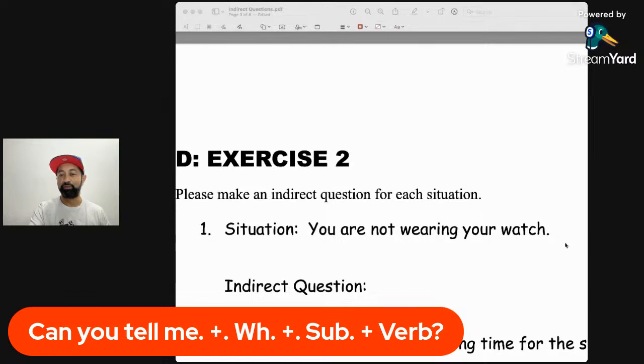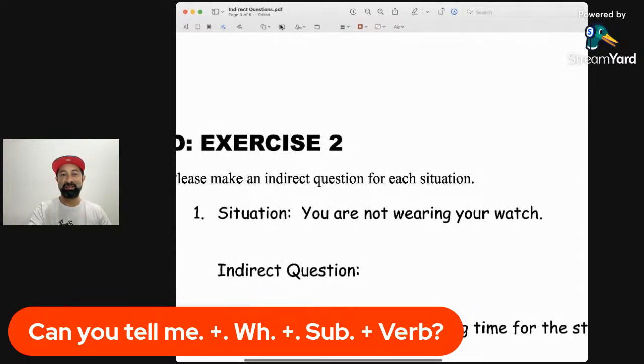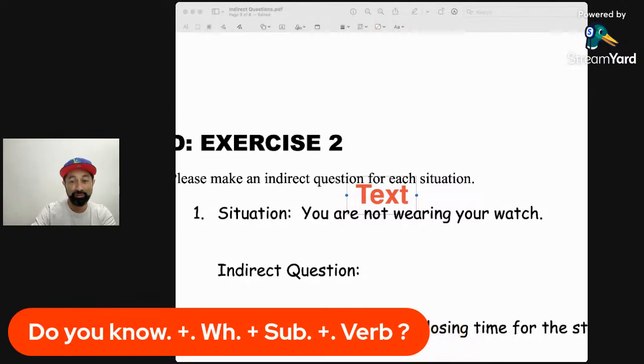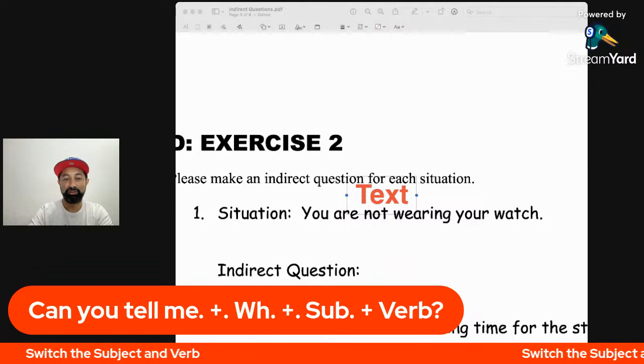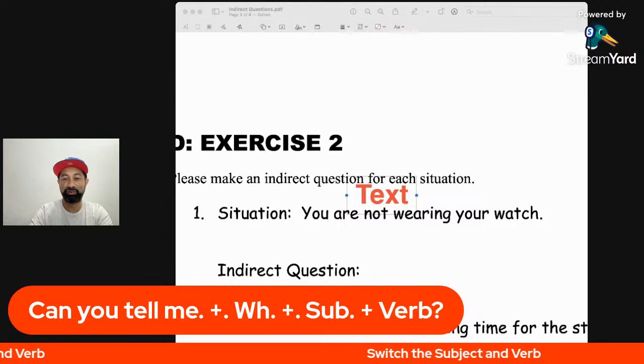All right. If you know the answer here, leave it in the comment section. And also, don't forget to speak this at home. Make the question, say it out loud. Okay, let's see. So remember, first choose, do I use this one, "do you know," or do I use this one, "can you tell me"? And remember, don't forget to switch the subject and the verb.